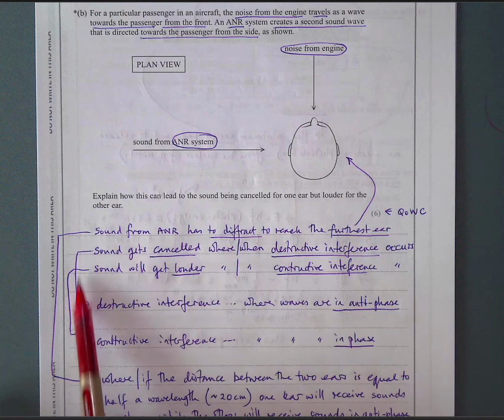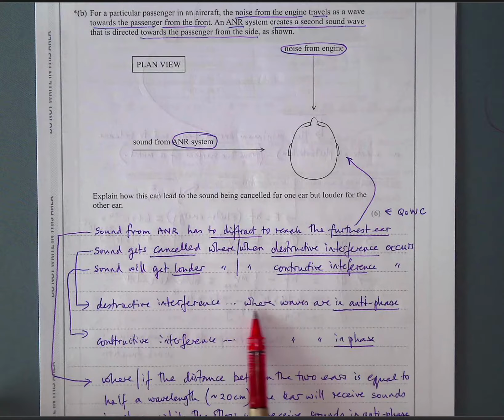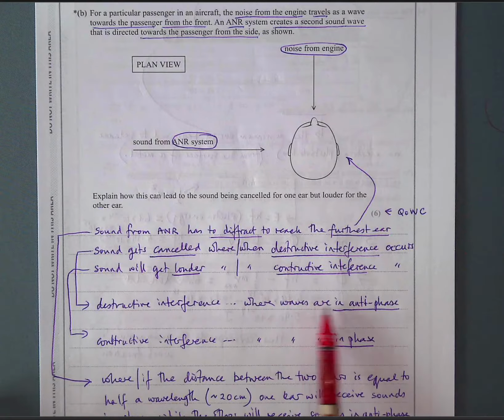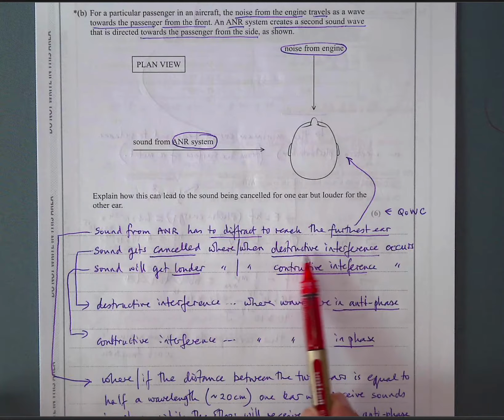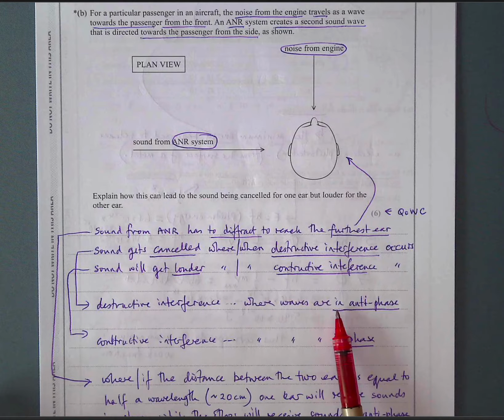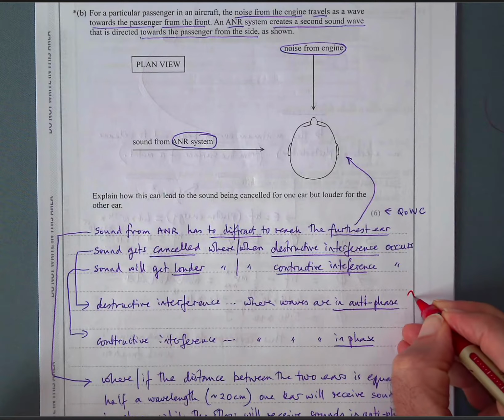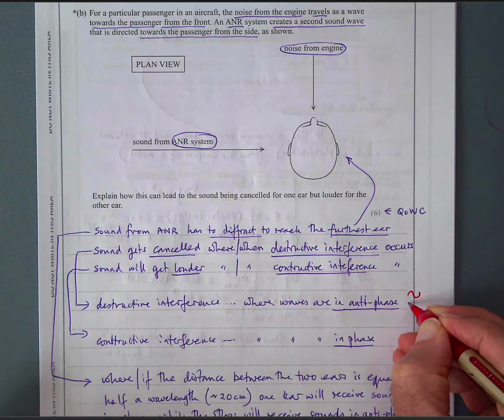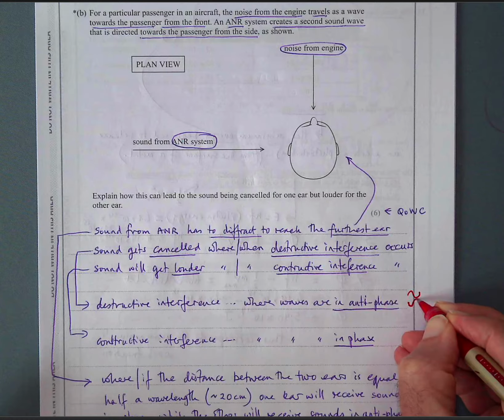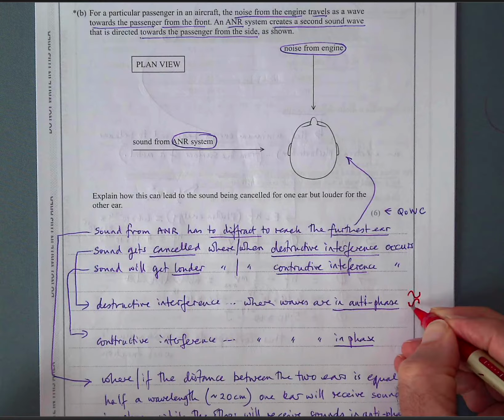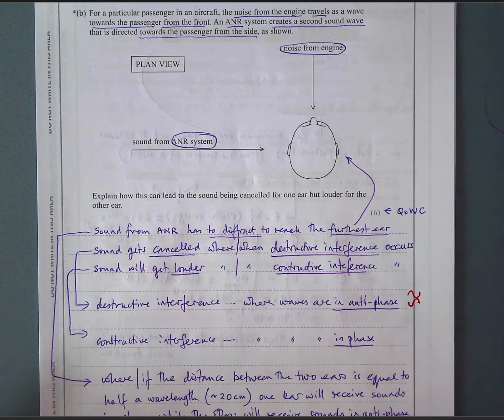So if sound gets cancelled, destructive interference, it is due to the waves being in antiphase. So as well as saying destructive interference, they want you to explain that it's to do with the waves being in antiphase. Okay, so one wave will come like that, and the second wave will be in opposition to that. So one peak arrives with a trough, and alternatively the other way around. When the peaks arrive together, they're in phase, and you will get constructive interference. So that's automatically 5 marks.